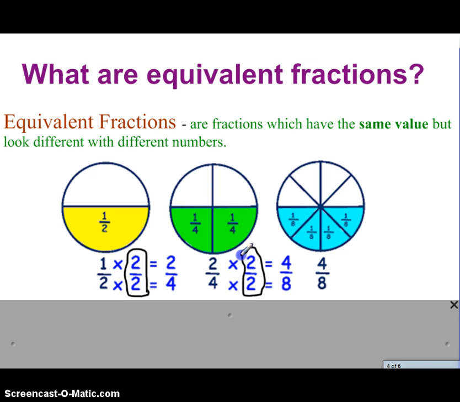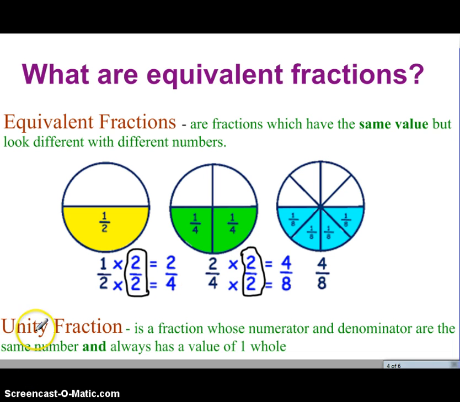Unity fraction, from the word unit. Unit meaning one. A unity fraction is a fraction whose numerator and denominator are the same number, and it always has a value of 1 whole. 2/2 is equal to 1 whole, 2 parts out of the 2 parts that make the whole, so it is equal to 1.